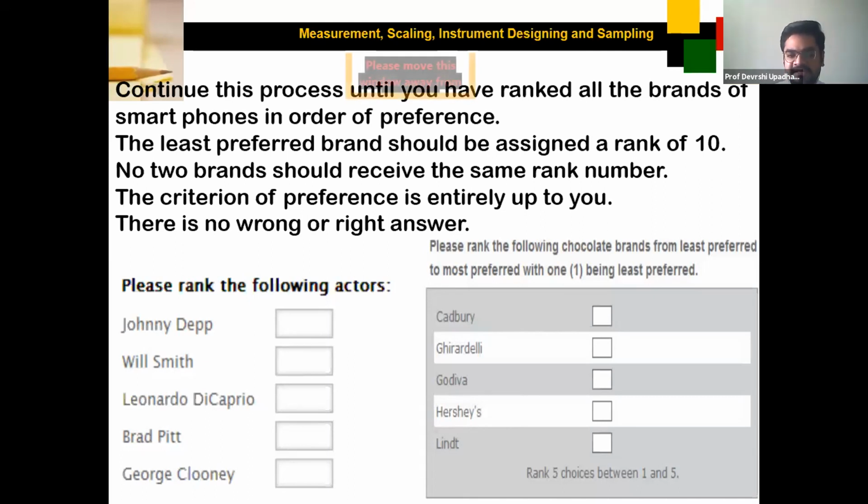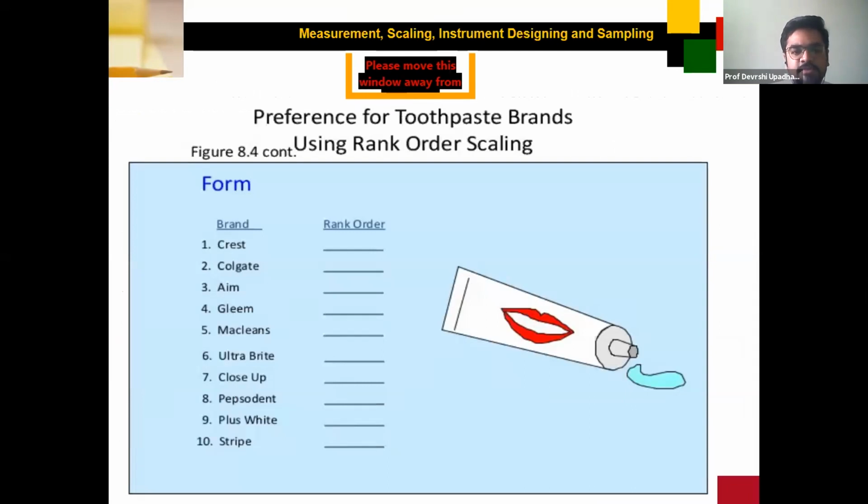Meanwhile, you can design your questionnaire and instrument, and you can include this paired comparison and rank scaling also. Here is the preference of toothpaste brands using rank order scaling. A very small form is given to you. There are 10 toothpaste brands available, and you need to rank these brands from first rank to the 10th rank, with one being the highest rank score. You can give the ranking based on your taste, preference and choice.